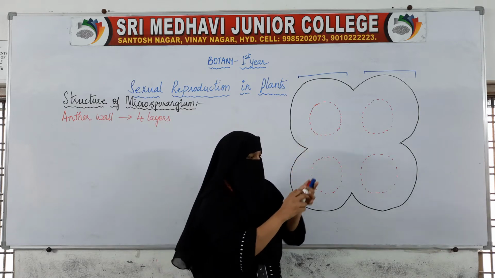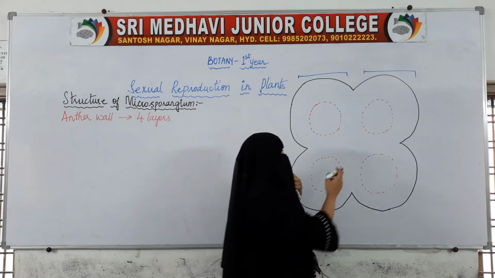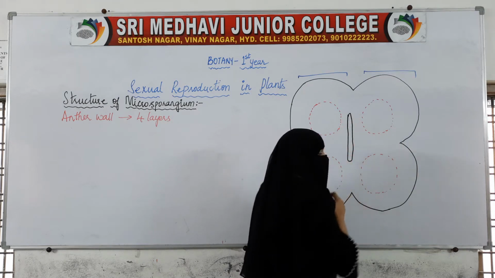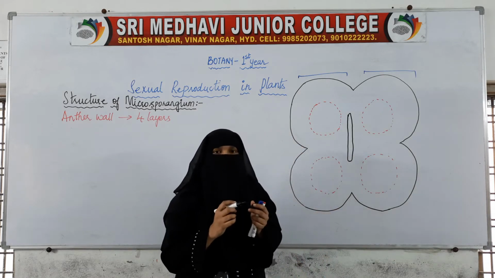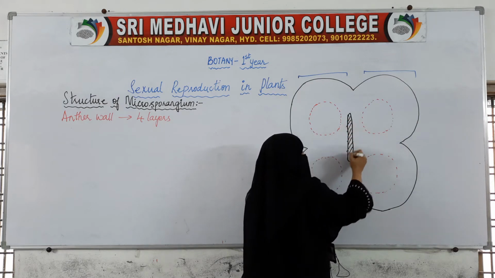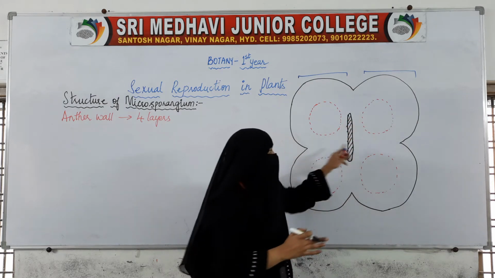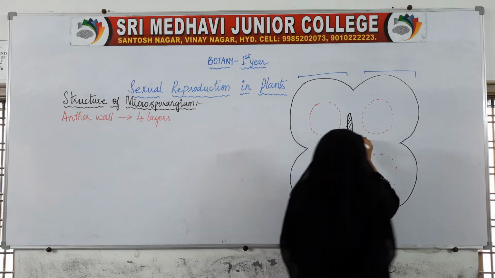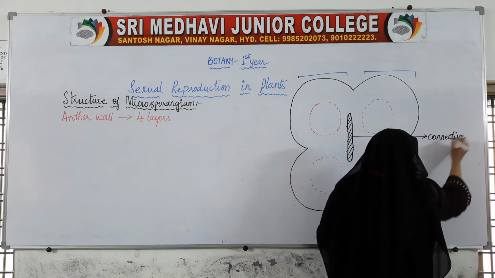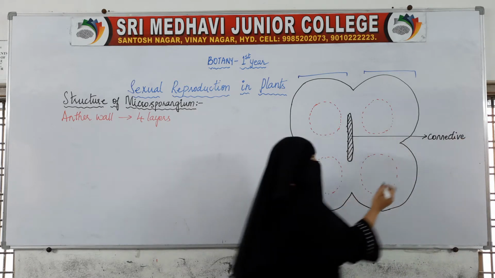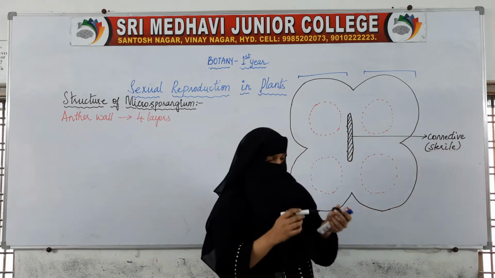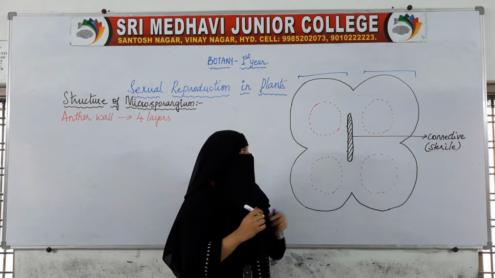So this is a bilobed anther. In between these two lobes, a sterile tissue will be present. Sterile means it won't help in reproduction. This sterile tissue is a connection between the two lobes, and it is called the connective. It won't be helping in the process of reproduction.